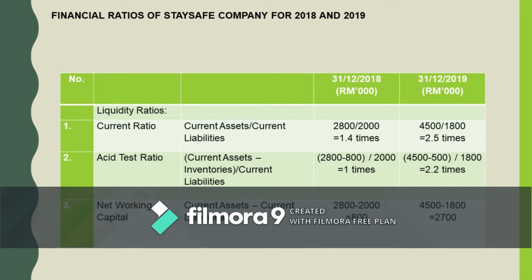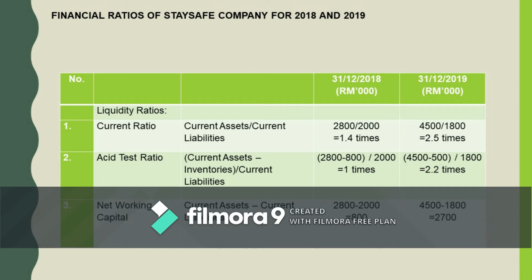Evaluation of comparative analysis for current ratio: Stay Safe Company's ratio in year 2019 is higher than in year 2018, meaning to say the company is more liquid in year 2019. The factors that contribute to this are higher current assets and lower current liabilities in 2019 compared to 2018. A high liquidity means the company has much more money to pay off its current liabilities or short-term debt.